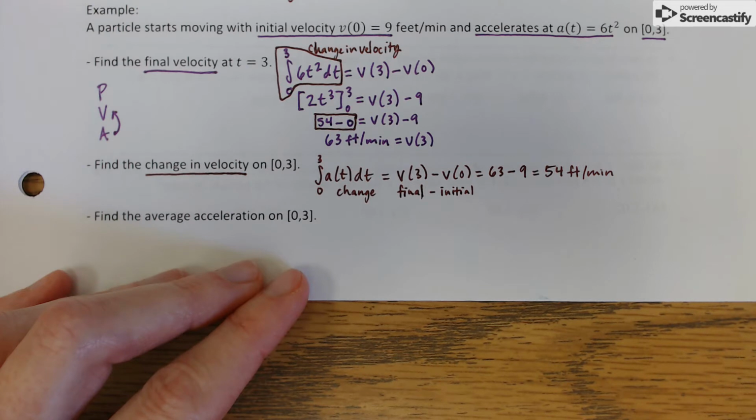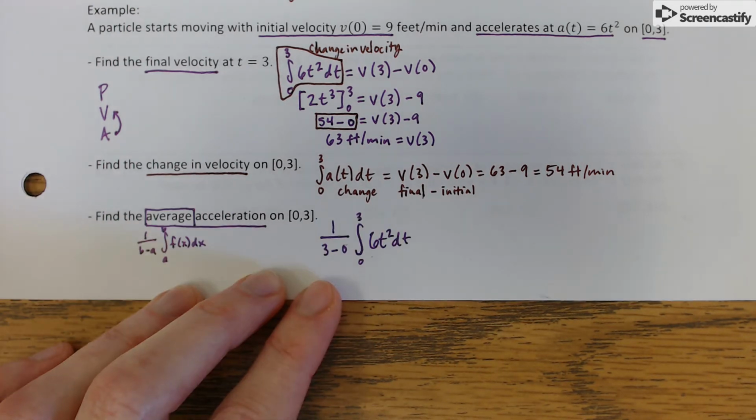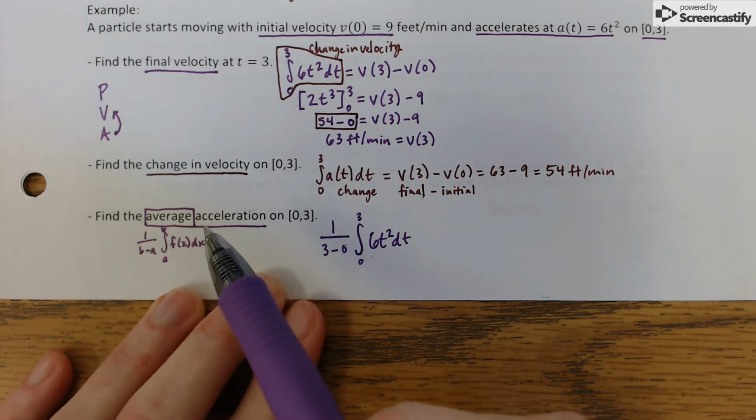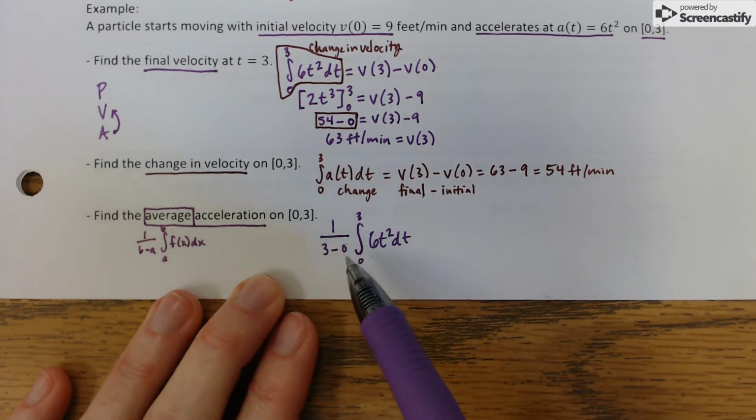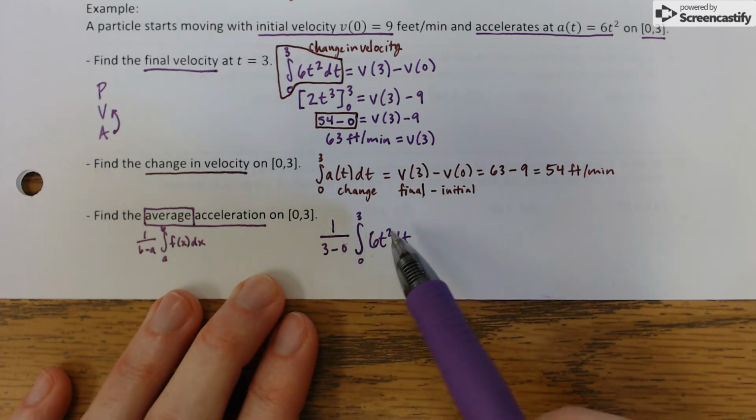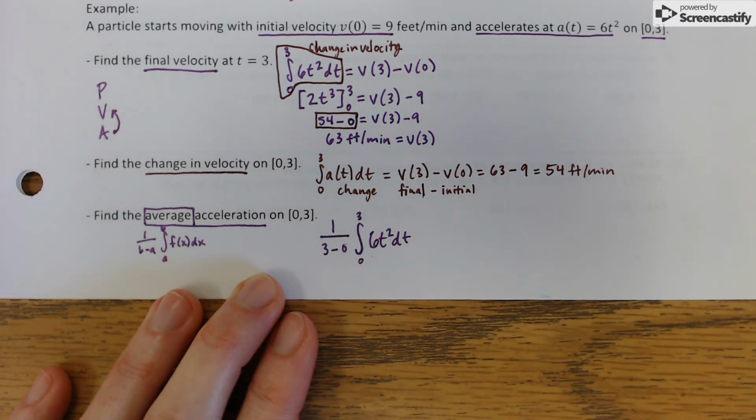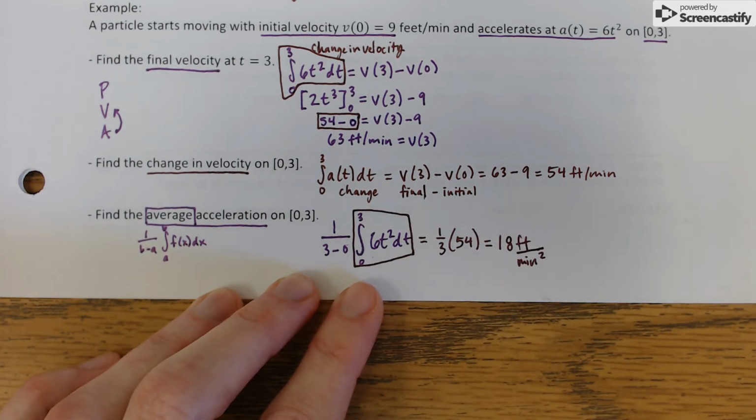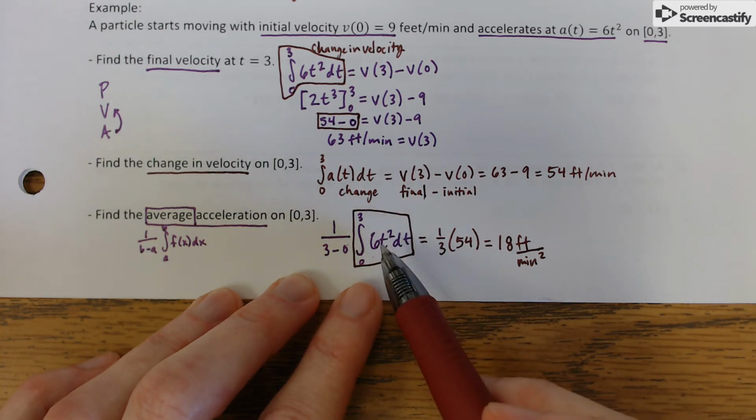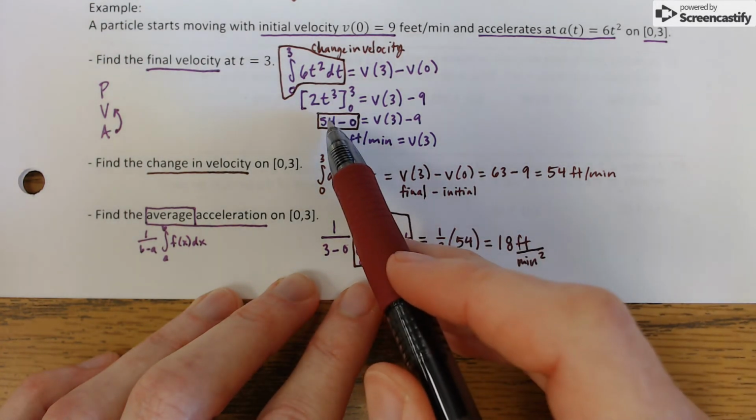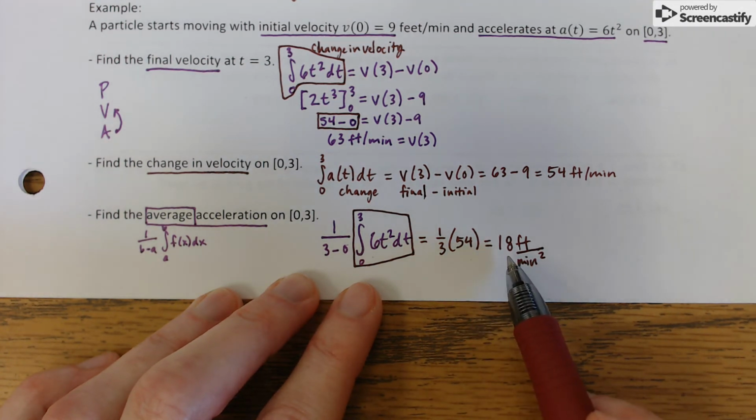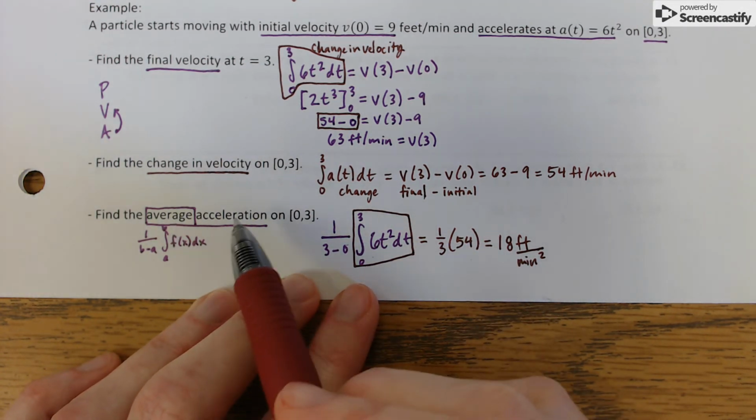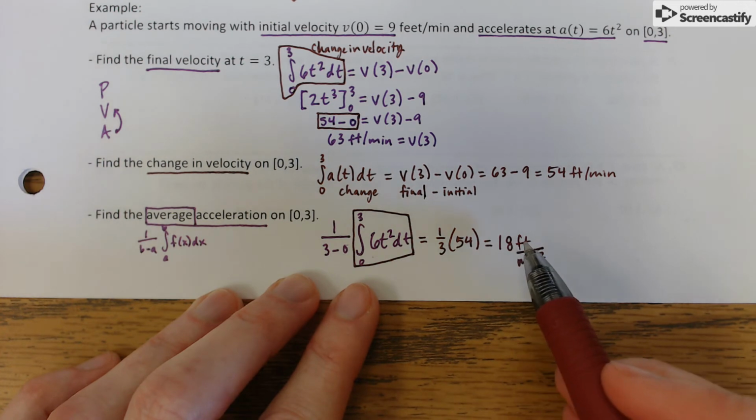The last question about average acceleration is going to allow us to practice our average value formula again. So applying it to acceleration, we have 1 over 3 minus 0 times the integral 0 to 3 of our acceleration. So I realized that we've already evaluated this integral from 0 to 3 and came up with 54. So that just gives me 1/3 of 54, which is 18. And since it's the average acceleration, we need units of feet per minute squared.